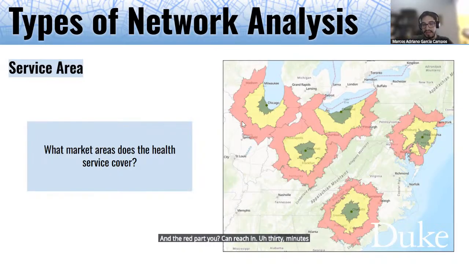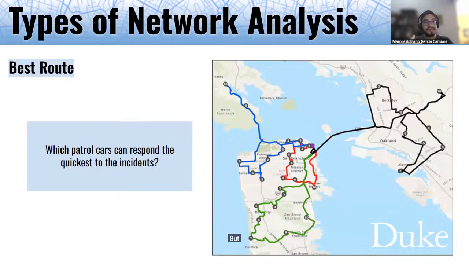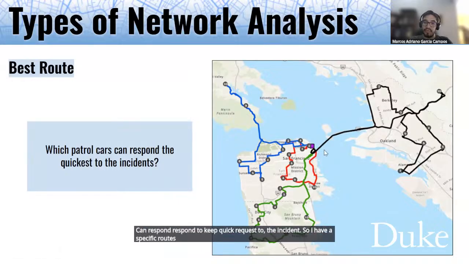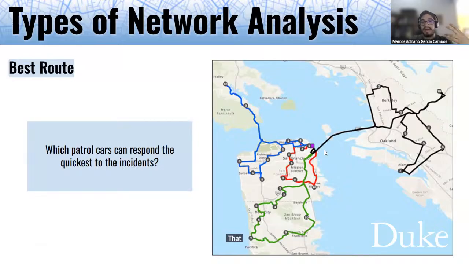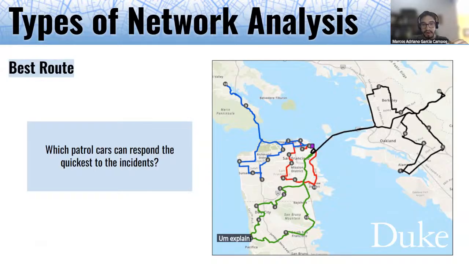So I can study the coverage area, but we can also use it for the best route, on this example, which patrol cars can respond quickest to the incident. So I have specific roads, and I will see which road fits better with what I want to do. Which of the roads is better to explain my problem, resolve my problem. So I have many applications here.